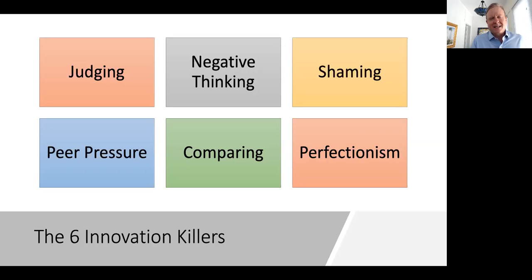Well, that's 6. Where's the other 6 come from? You. You can do this to yourself, and we usually do. We judge ourselves. We have our own negative thinking. We can shame ourselves. We can give ourselves peer pressure without anyone else doing it. We certainly compare ourselves to others. And if you're a perfectionist like me, that never stops. So that's where the 12 come from.